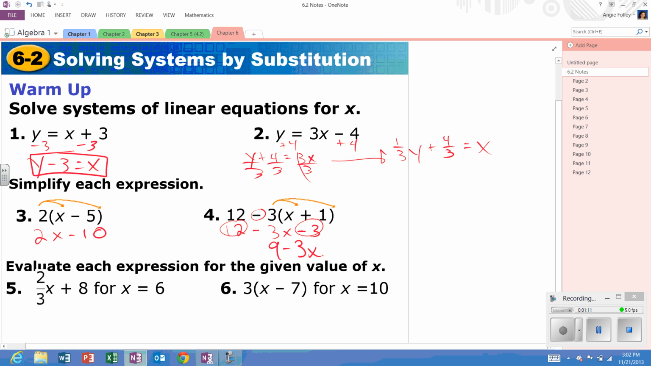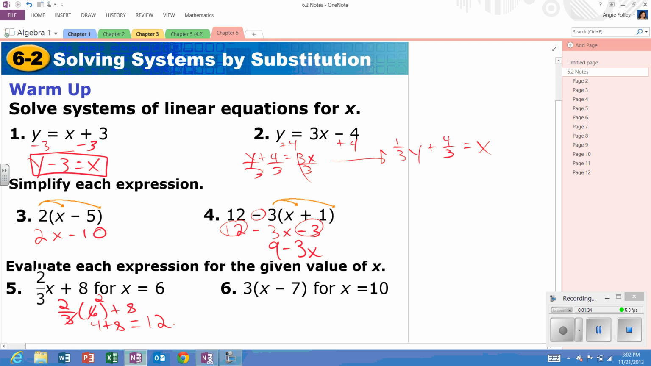Okay, evaluate each expression for the given value of x. So that means we're going to plug this value of x into the expression. Okay, so we're going to plug in 6 for x, so 2/3 times 6 plus 8. This 3 and this 6 will cancel, so we're left with 2 times 2, which is 4 plus 8, and that will give us 12.